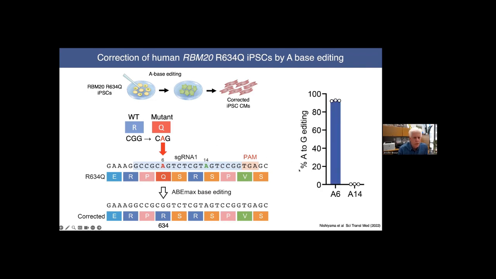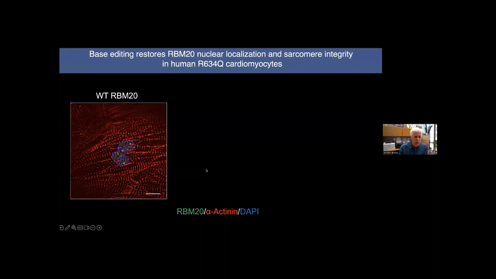And so testing this in human cells in vitro, we found that this particular guide RNA and this base editor had remarkable efficacy in editing. Here at the target nucleotide at position 6, it edited at about 90% efficiency, and there was no bystander editing at this adjacent adenine. So we moved forward with this and looked at its consequences on cardiac pathology.